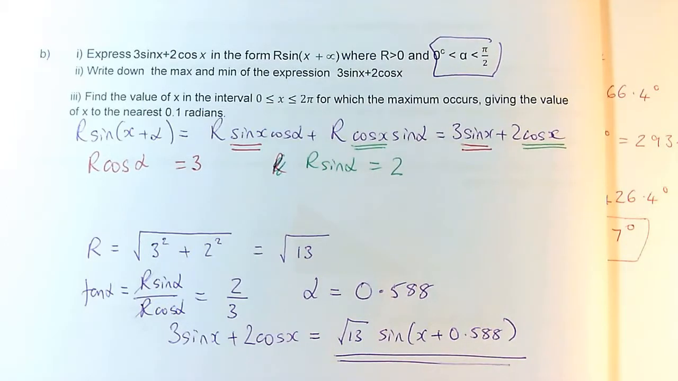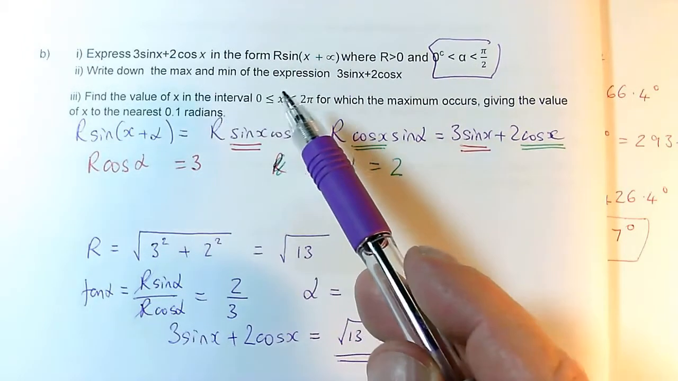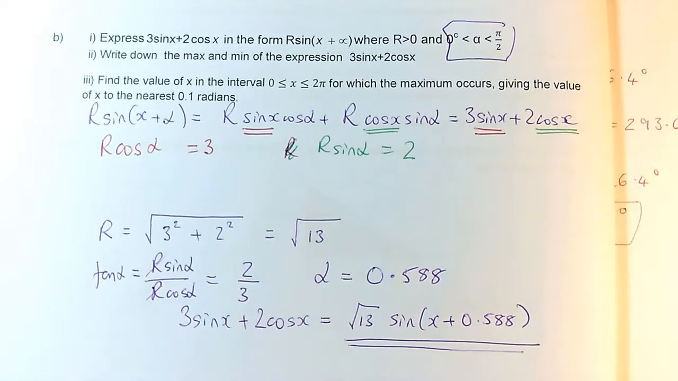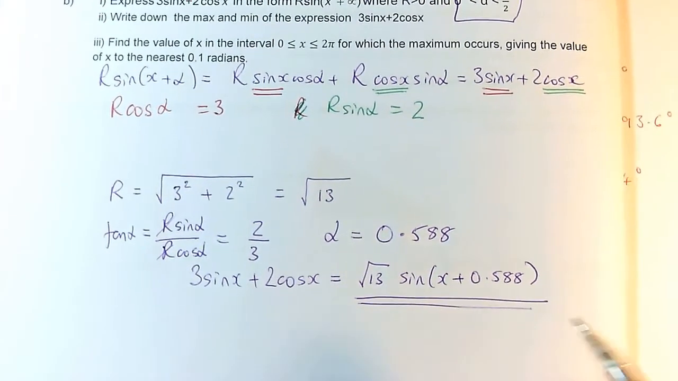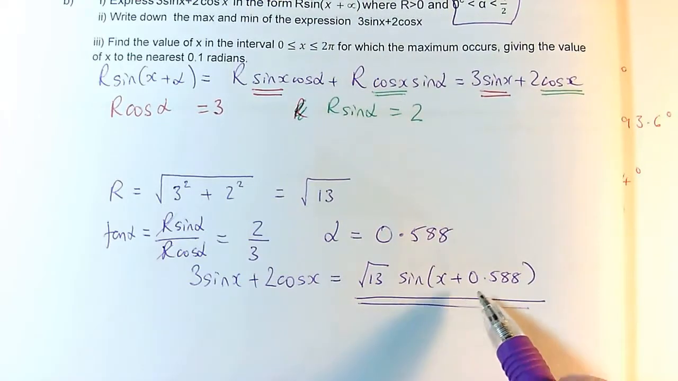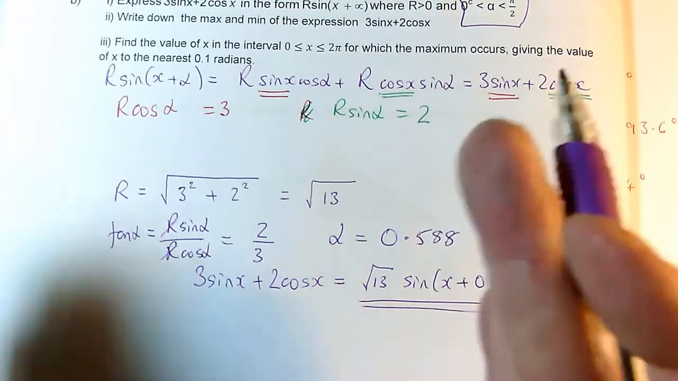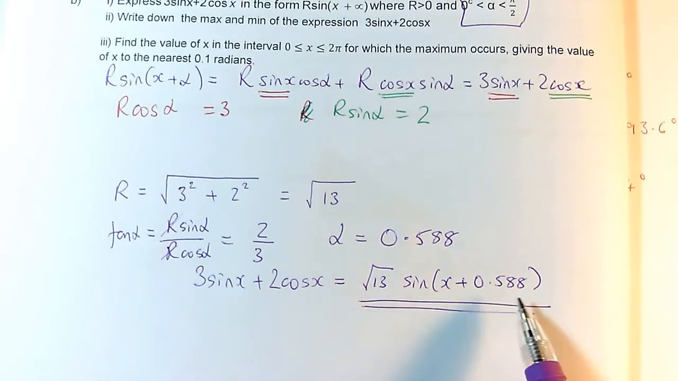All right, part 2. Write down the maximum and minimum values of this expression. Sometimes they ask you for transformations, or they might just ask you for maximum or minimum values. Using transformations, we could say that this plus 0.588 inside is going to shift my sine graph sideways, but it's not going to move it up or down or stretch it. So this is not going to affect the maximum and minimum values.